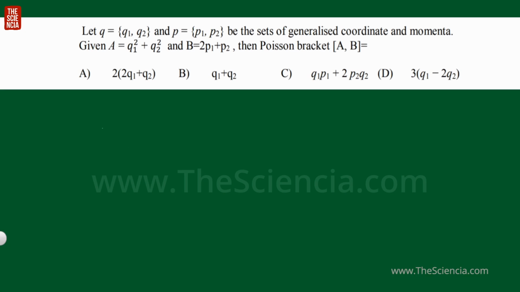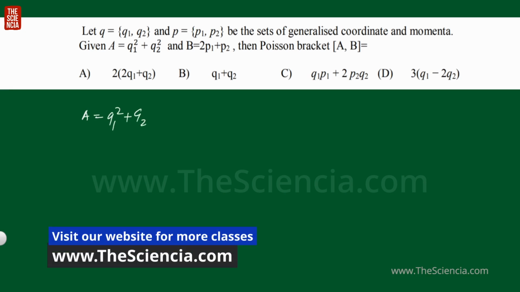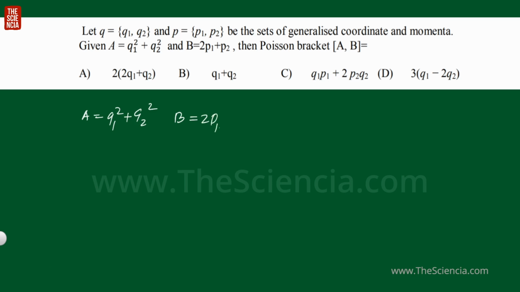This one is a previous set question, and given A equal to q1 square plus q2 square and B equal to 2p1 plus p2, they are asked to find the Poisson bracket of A, B. Even though they have given the notation of the commutator bracket, in the question it is specified that it is not the commutator bracket, it is the Poisson bracket of A, B. These two brackets are different. We use the commutator bracket in quantum mechanics and the Poisson bracket in classical mechanics. We will discuss more about the commutator bracket in quantum mechanics. Right now we are discussing only the Poisson bracket, and in the next section I will discuss the relation between the commutator bracket and the Poisson bracket.